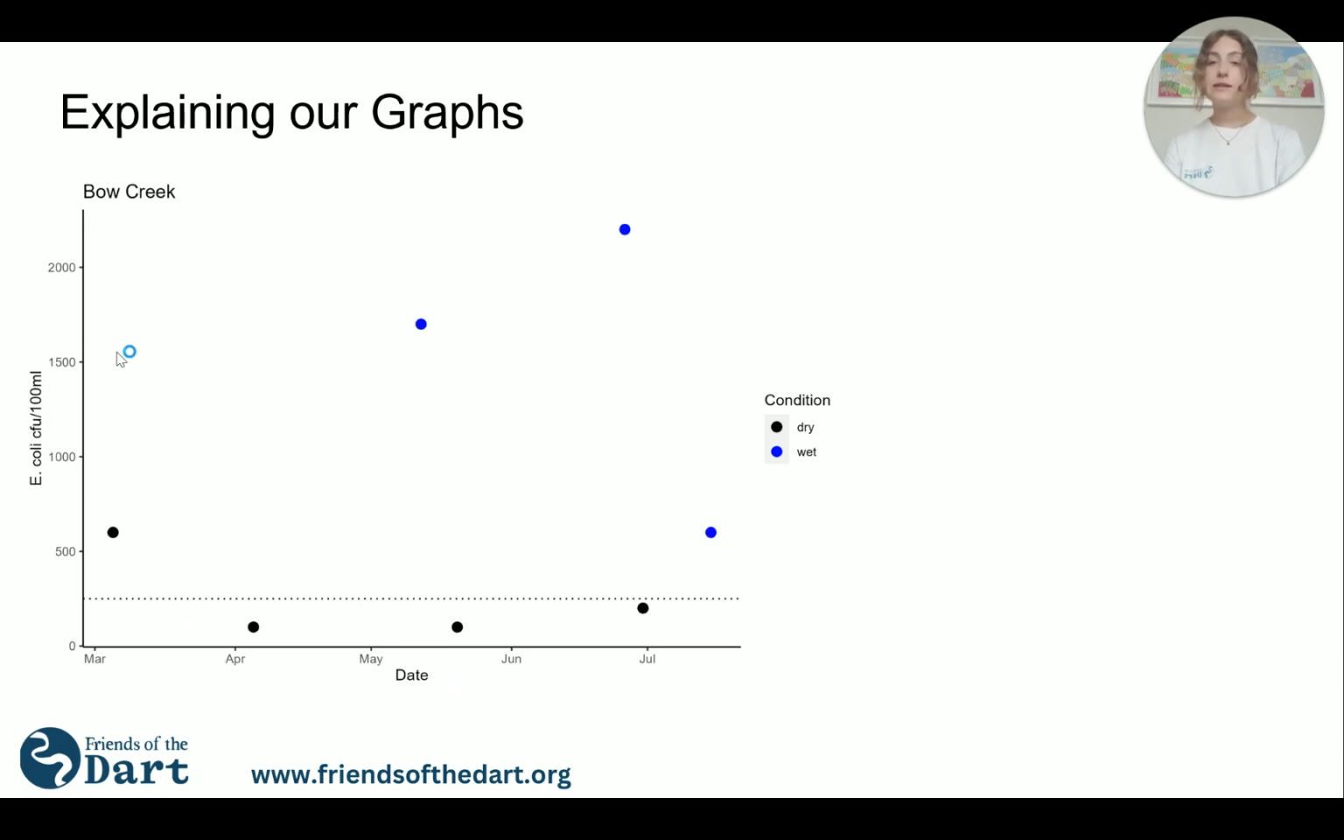This graph represents the data that we've collected at Bow Creek. Bow Creek is one of our tidal sites, so as you can see, the dashed horizontal line sits at 250 colony-forming units instead of 500. This is because the threshold for excellent bathing water quality is different for tidal sites when compared to non-tidal sites. The tidal sites that we currently monitor are Bow Creek, Steamer Quay in Totnes, Stoke Gabriel, Dittisham and Wharfleet Creek in Dartmouth.